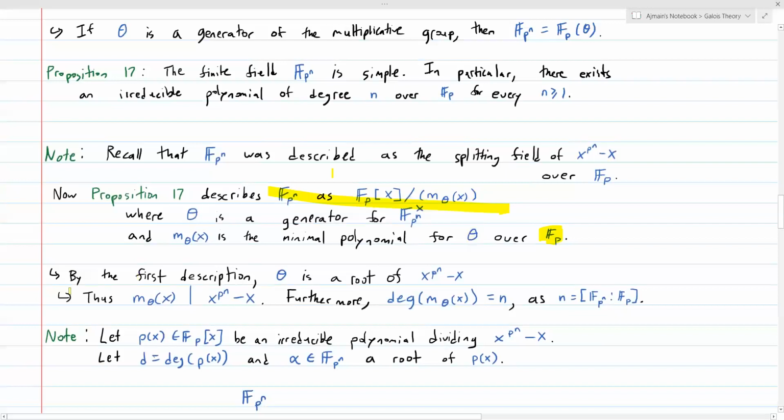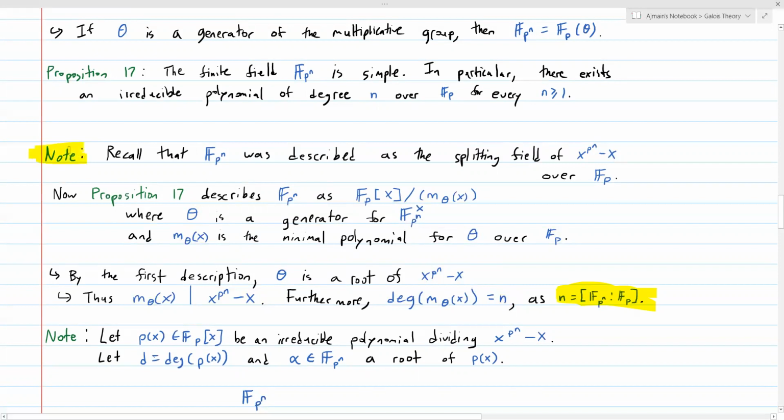All right, so we have this description. By the first description, which is presenting F sub p to the n as the splitting field of x to the p to the n minus x over F_p, we know that theta is a root of x to the p to the n minus x. All of the elements of this field are roots of this polynomial. So in particular, this generator has to be a root of it. So the minimal polynomial has to divide this polynomial. Right? Not only is theta a root, but all of the roots of the minimal polynomial are roots of this polynomial. So the whole minimal polynomial has to divide this polynomial. And finally, the degree of the minimal polynomial has to be n, because n is the degree of the extension.